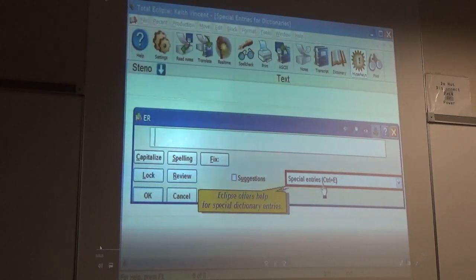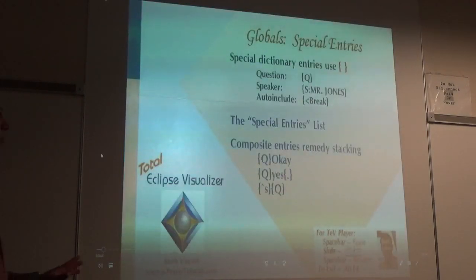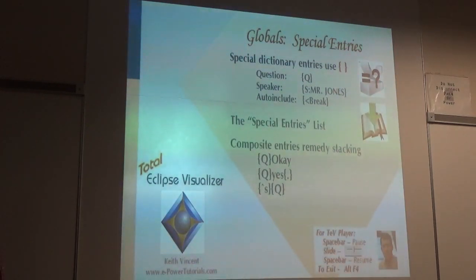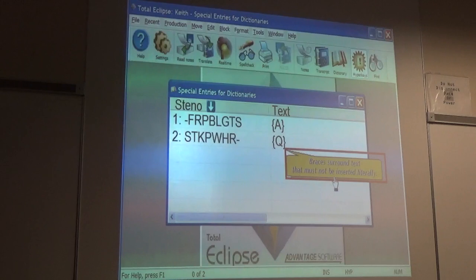Let's see how braces are used in the Globaling and Dictionary. You know what? I'm going to play it again. Just pay attention to see how braces are used for special text within dictionary entries. Eclipse dictionary entries use braces.